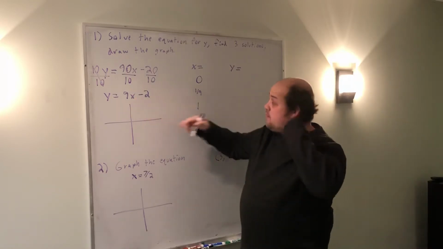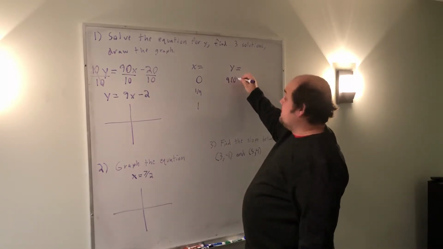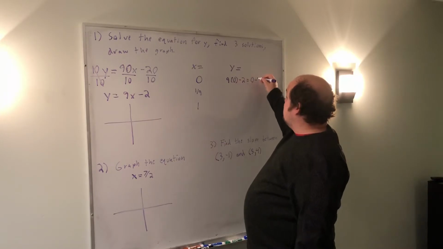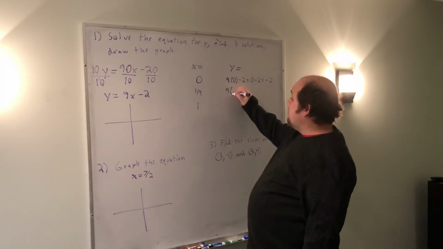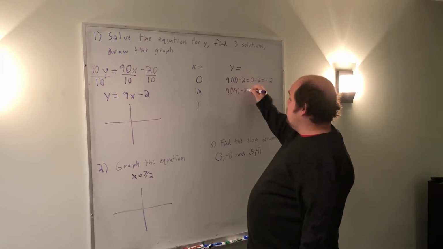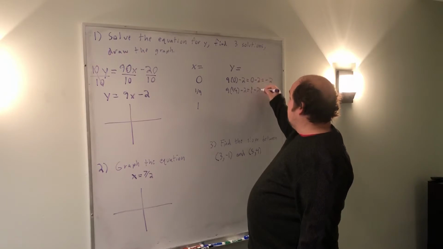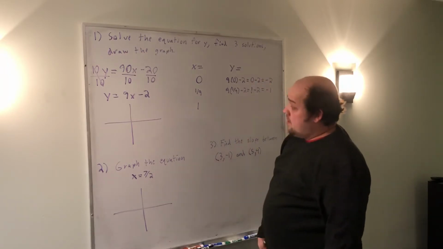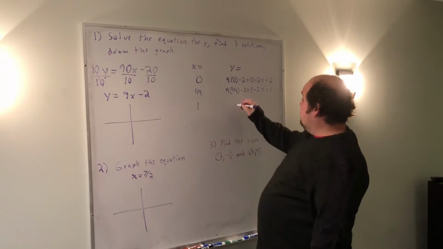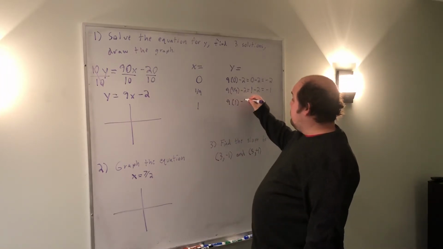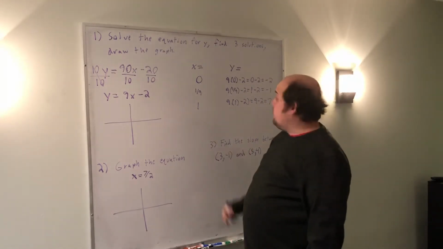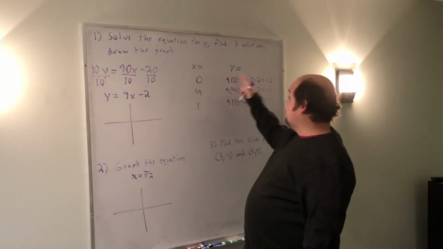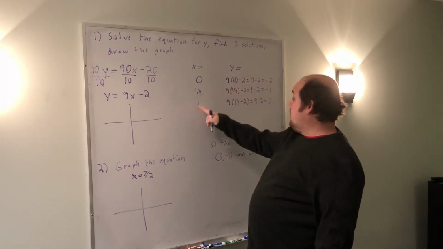If I plug a 0 in here, then I get 9 times 0 minus 2. That becomes 0 minus 2, or just negative 2. If I plug in 1/9, it becomes 9 times 1/9 minus 2, which becomes 1 minus 2, or negative 1. Finally, if I plug in 1, I get 9 times 1 minus 2, which gives me 9 minus 2, or 7. So each of these can be read as an xy pair: 0, negative 2; 1/9, negative 1; and 1, 7.